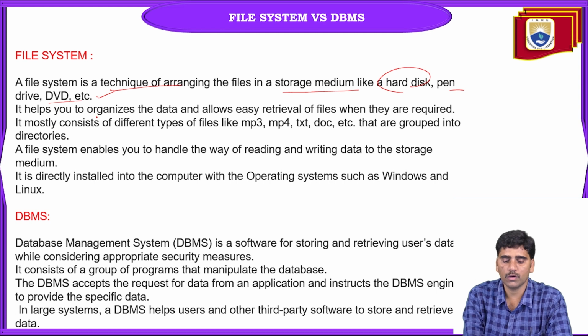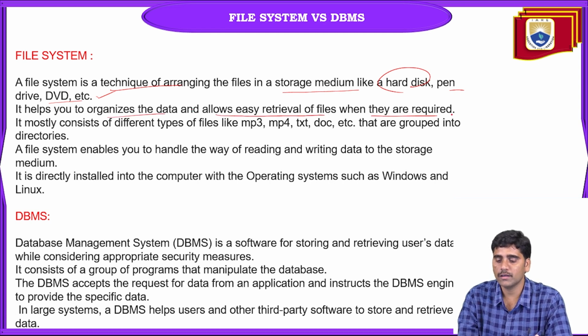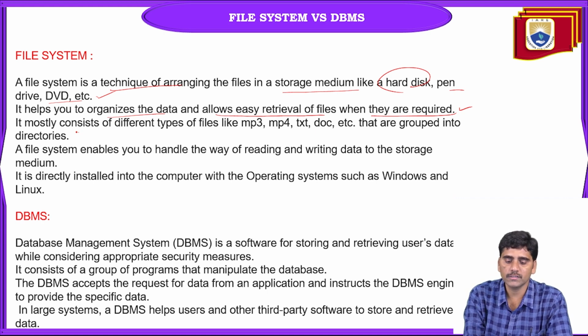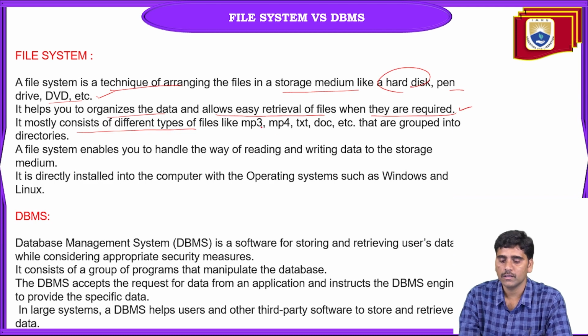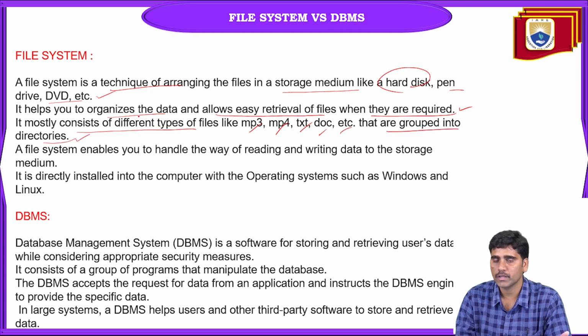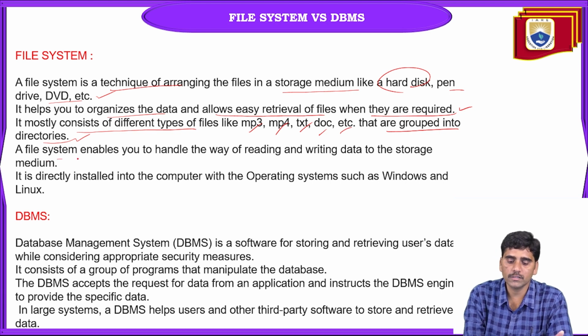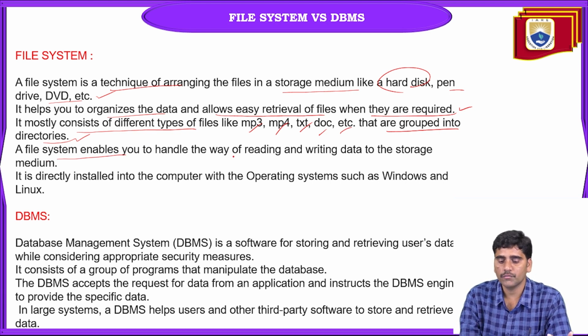It helps you to organize the data and allows easy retrieval of files when they are required. It mostly consists of different types of files like MP3 files, MP4 files, text files, document files, etc. that are all grouped into directories. A file system enables you to handle the way of reading and writing data to the storage medium.